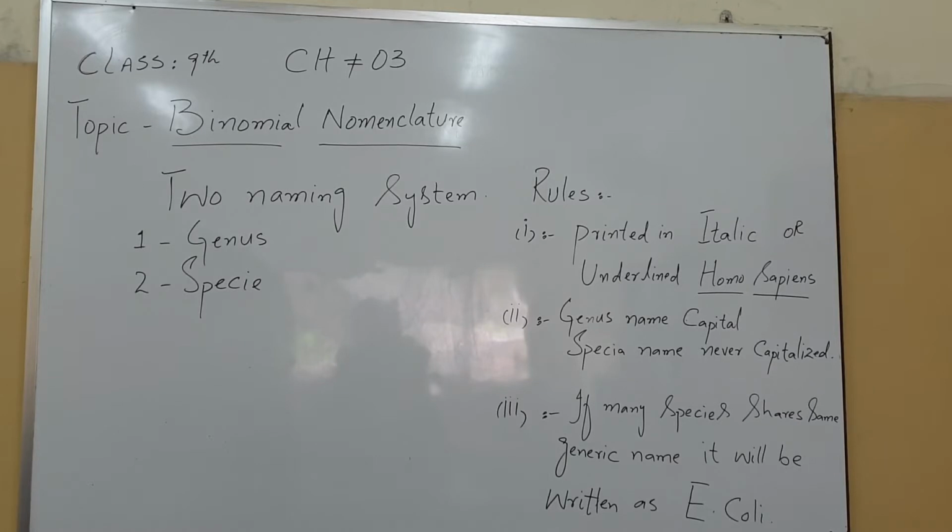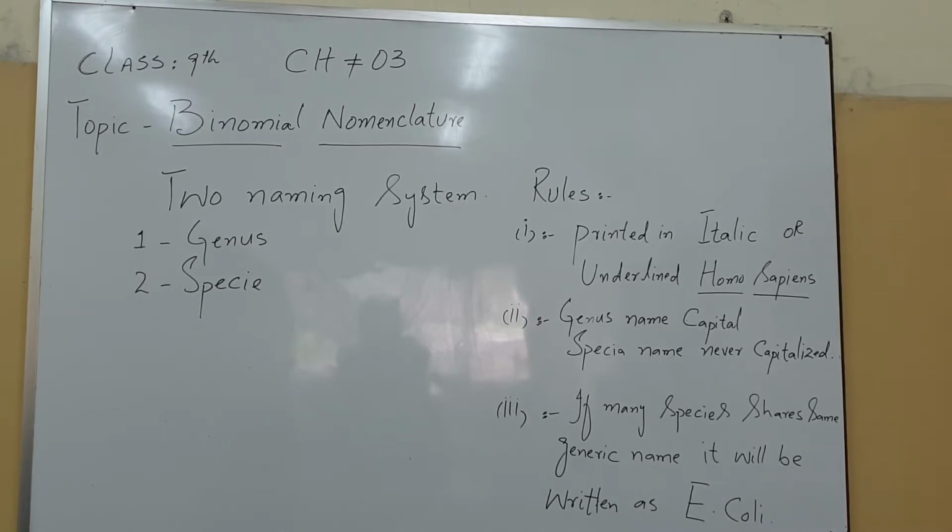What is binomial nomenclature? It's a two-naming system, as shown on the board. The two-naming system of living organisms is known as binomial nomenclature. This is a system in which each organism gets two names, and those names are considered the scientific name throughout the world. If we are talking worldwide, an organism can only be called by the scientific name that it gets through this system.